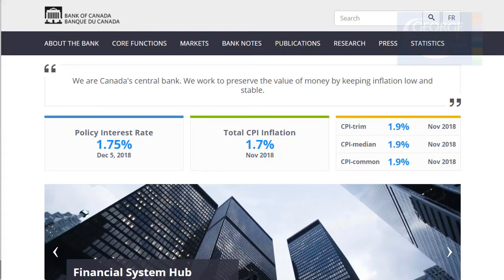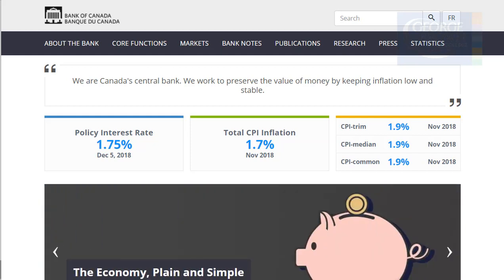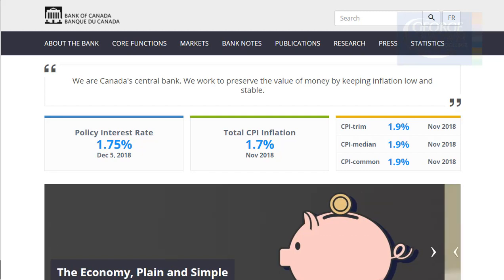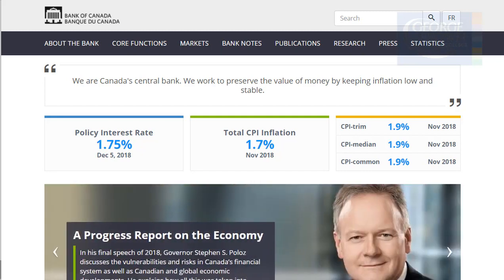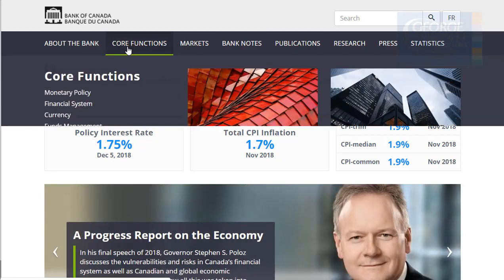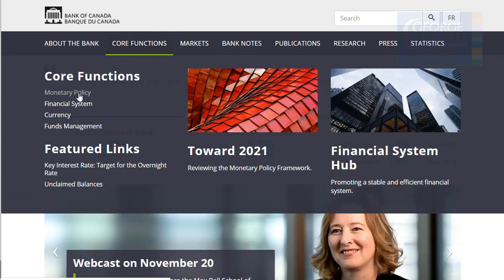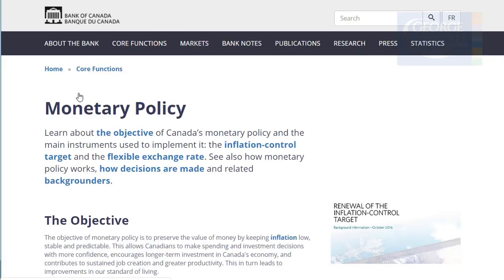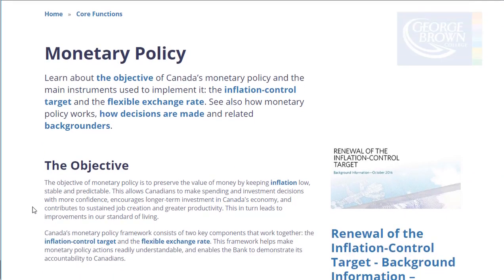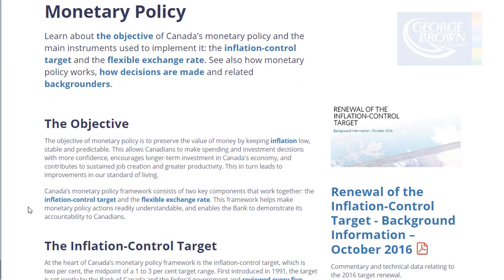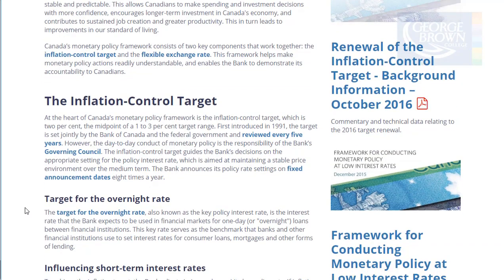Again, just to bring the real world into the classroom to complement the CFA Institute Investment Foundations program curriculum, here I am again at the Bank of Canada website. Recall in the chapter on macroeconomics, we looked at the Bank of Canada website because we were looking at monetary policy, and we know that the objective was to keep inflation low, and that they had an inflation control target of 2%, which is the midpoint between 1 and 3%.